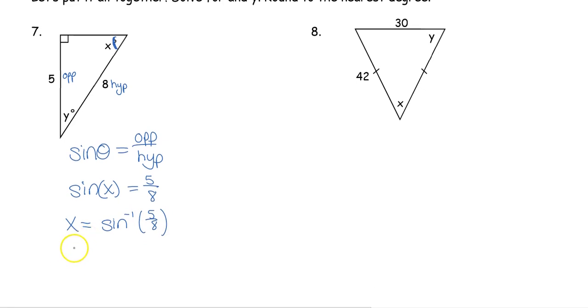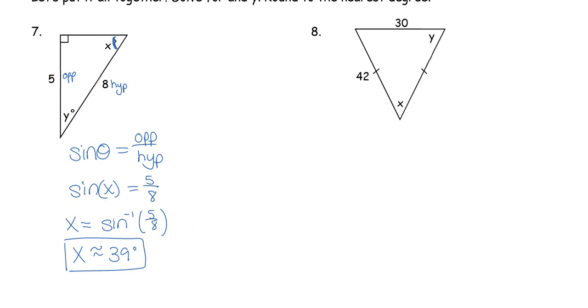We plug that into our calculator, and we get that x is going to be about 39 degrees. Again, we make sure that our calculator is on degree mode. If you're not sure where we got that, go back to the last section and see which buttons we hit. Now we want to solve for y.